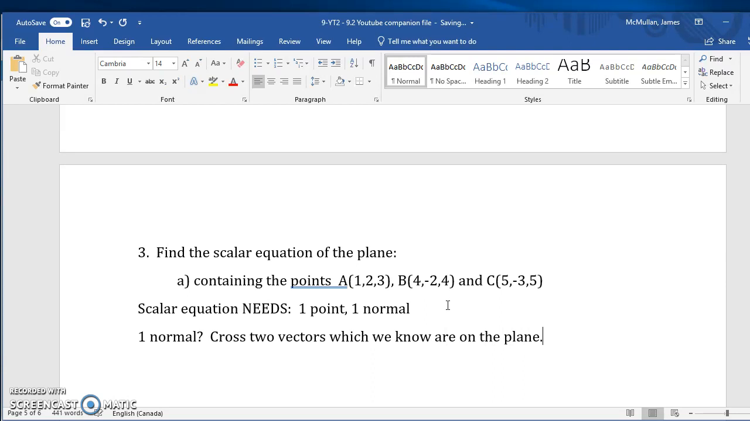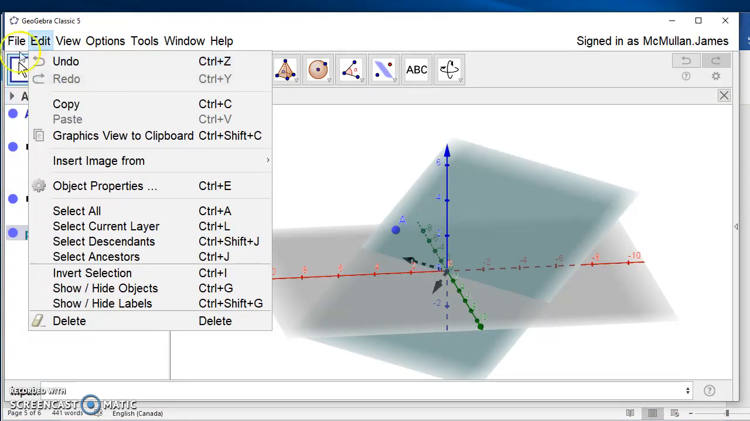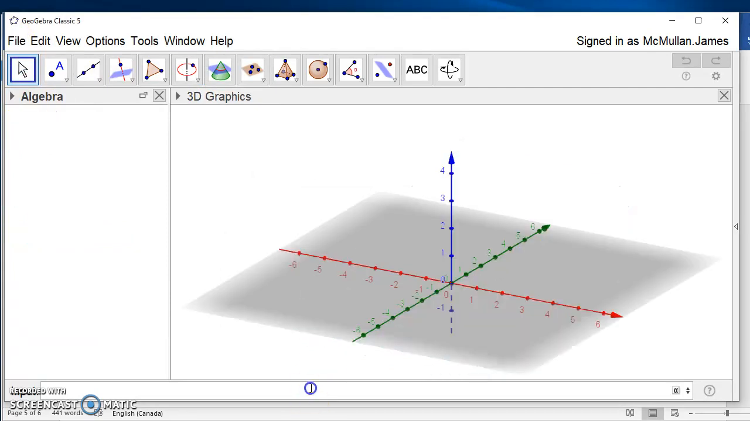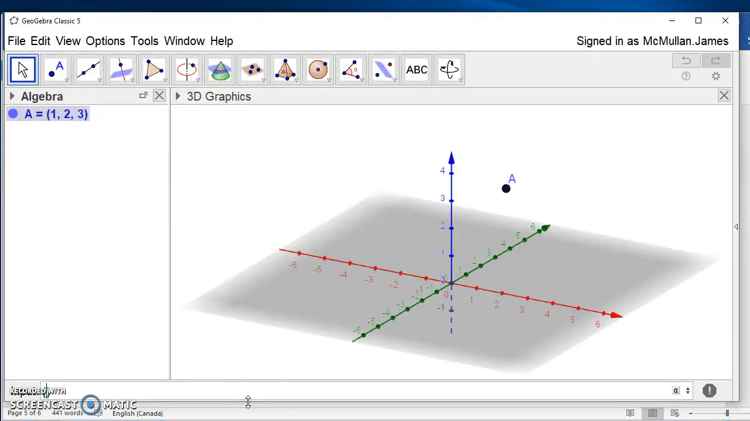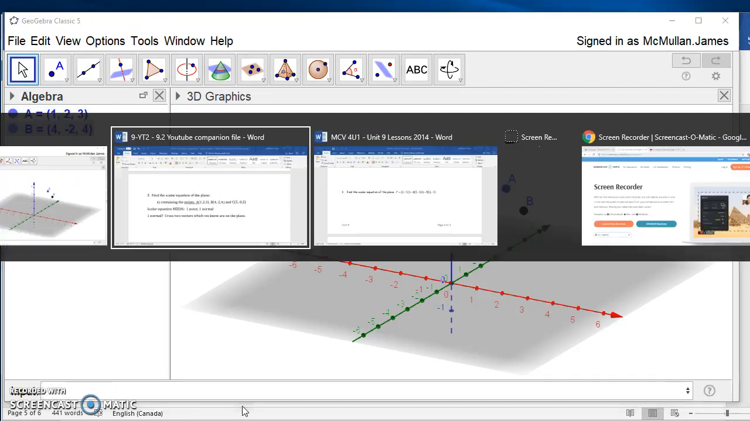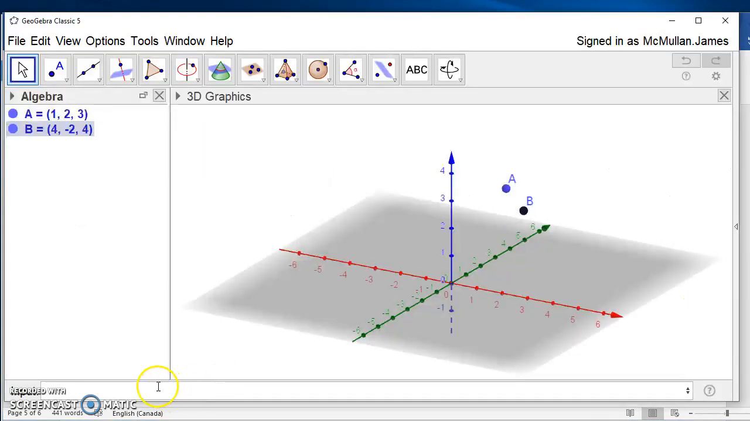We cross 2 vectors which we know are on the plane. So again, let's take a look at this one in 3D for a second and help you visualize before we start. The first point is point A at 1, 2, 3. The second point is B at 4, negative 2, 4. And the final point is C at 5, negative 3, 5.